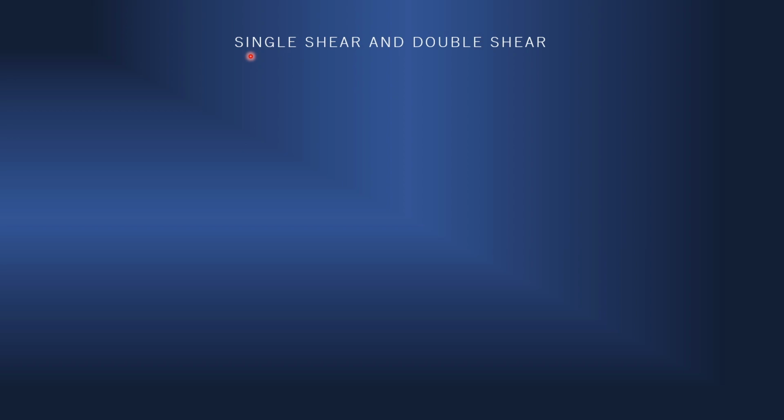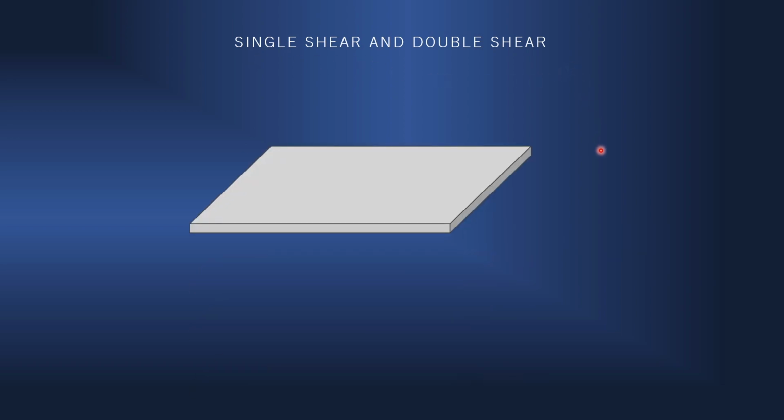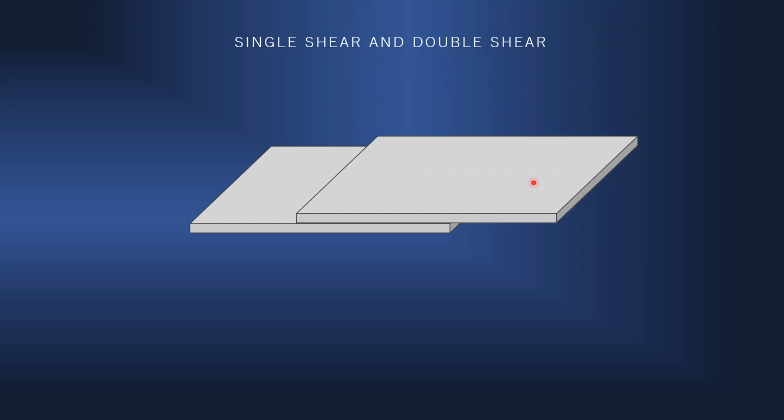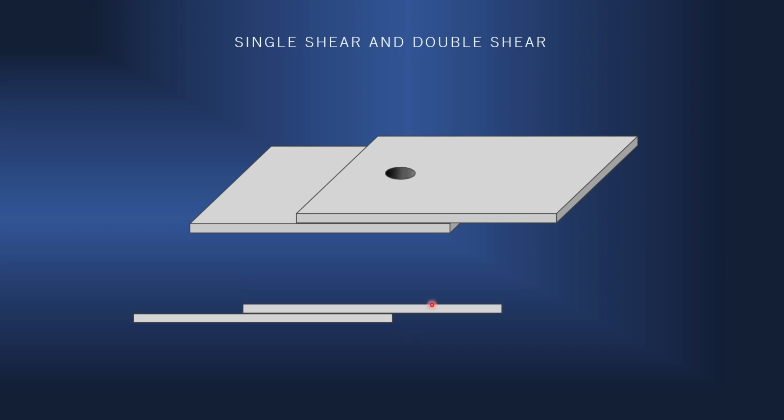Now try to understand single shear and double shear. What exactly is it? Now watch here. Here is a plate and another plate. Now I want to join these two plates by a rivet. Now the same two plates I am showing here in two dimensions. So to connect these two plates by a rivet, I have made a hole.